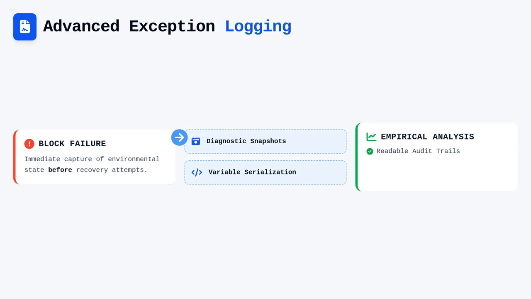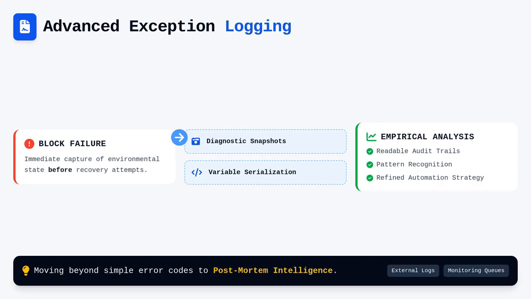This diagnostic data allows us to identify patterns and failures, such as specific times of day or particular machine configurations that correlate with higher error rates, enabling us to refine our automation strategy based on empirical evidence.